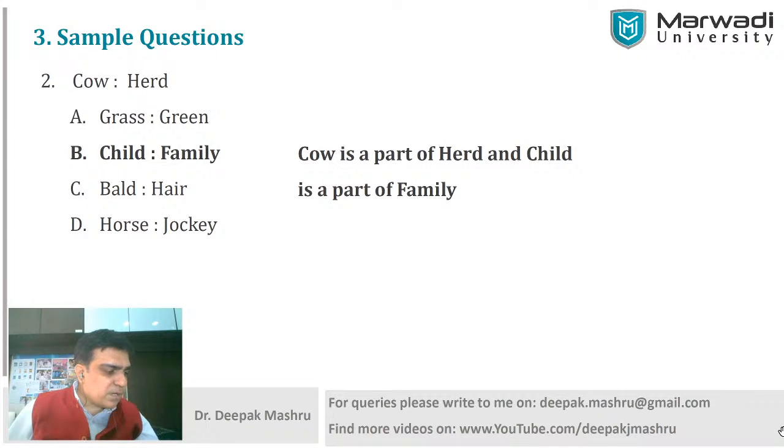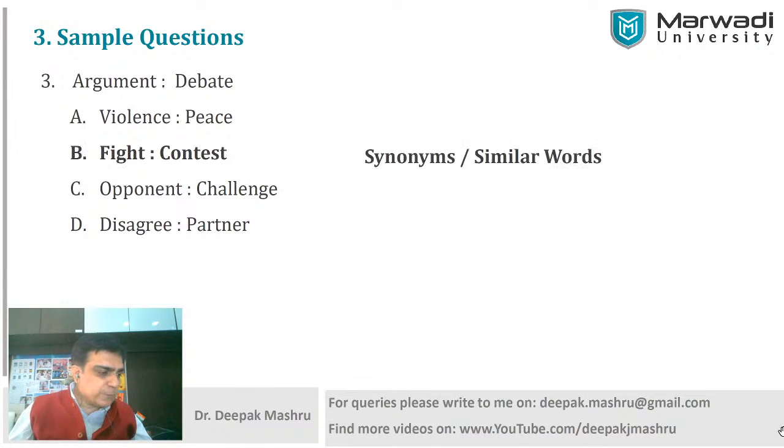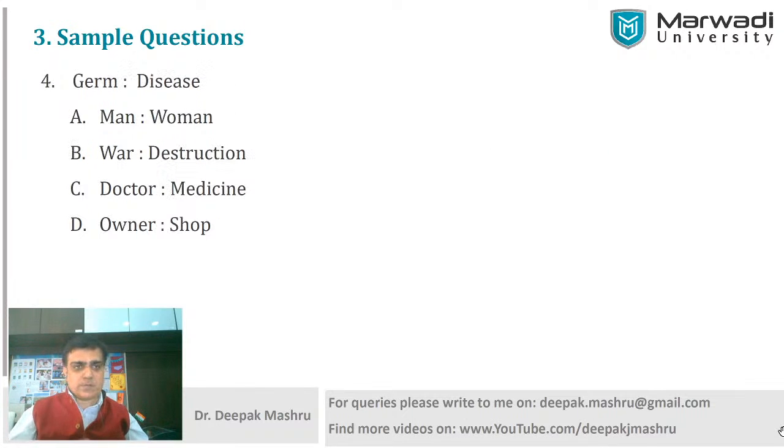I'm very happy that people are writing answer B. Good, good. Then argument and debate. They are a similar type of words, right? They are similar. Argument and debate, right? Violence and peace are opposite. Fight and contest similar. Opponent and challenge. Opponent is the person whom you challenge. You disagree with a partner. So here fight and contest. B. Fight and contest are the right answer. Good. Because they are synonyms and similar words.